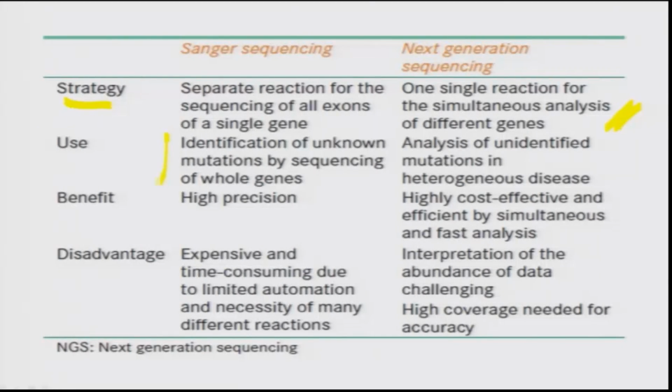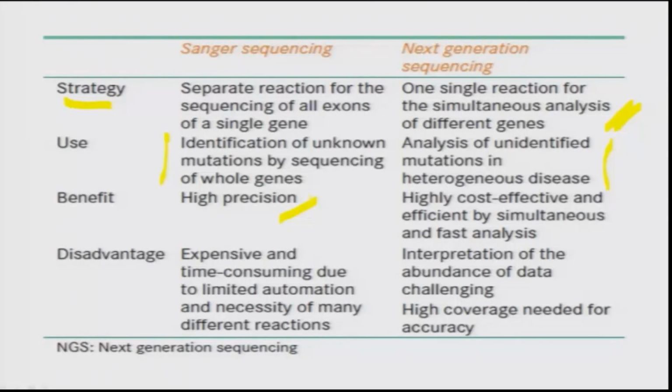What is the major use of Sanger sequencing? If you are looking at a particular segment of the gene, then identification of an unknown mutation by sequencing is the use. Next generation gives you a much better way, for example, for analysis of unidentified mutations in heterogeneous disease. You don't know what it is, but you really want to look at everything, so you will be able to get some changes that possibly lead to the disorder.